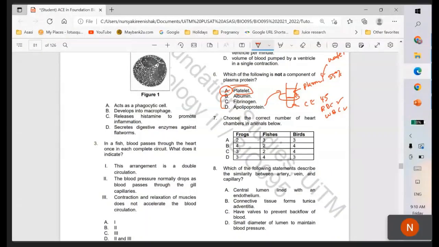Okay, so sorry, mute. So that was the component of the blood, which consists of plasma and also cellular elements. Okay, so thank you, Afika. Next is Razin, please. Number 7.